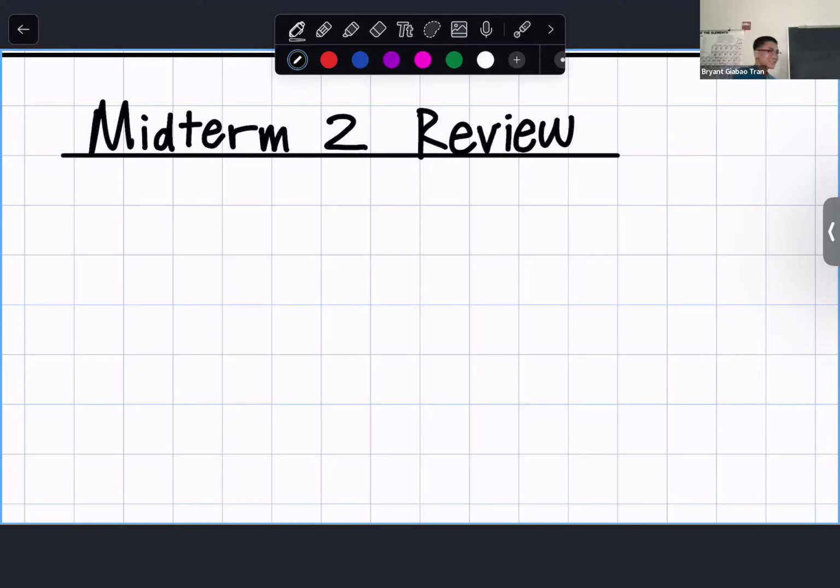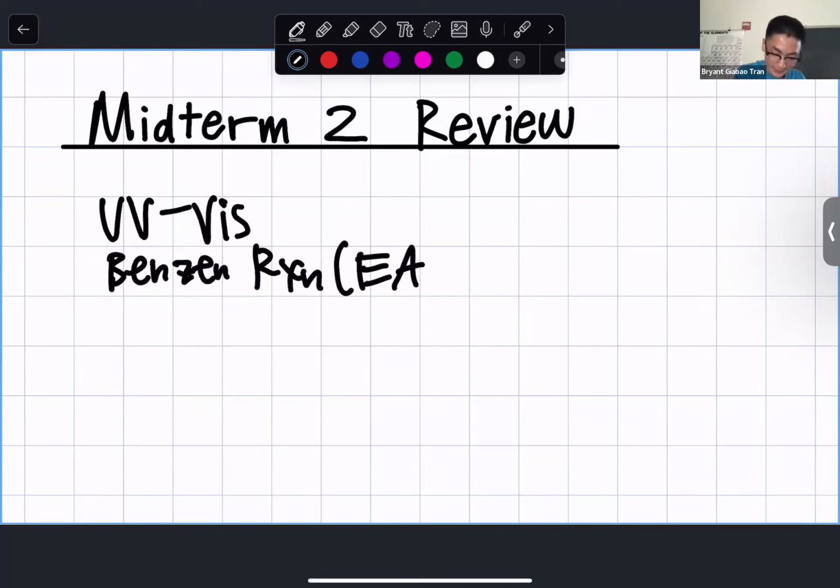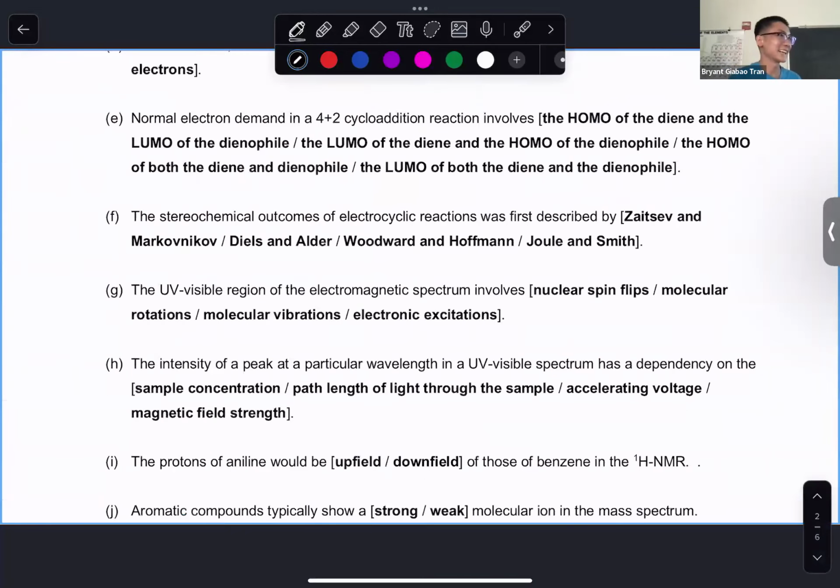So for today's session, we're going to go over the midterm 2 review, like any topics you guys are struggling with the most. Some topics were UV-vis and the benzene reactions, like electrophilic aromatic substitution reactions. And if there are no other topics, we could go through the practice exam that he posted last night.